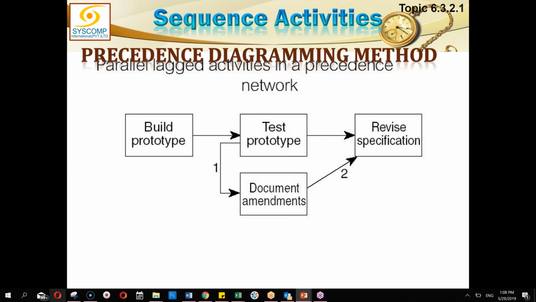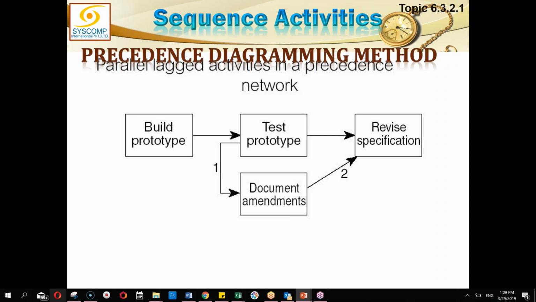Is it all? That's it. What is this? Document amendments with test prototype will be start to start, but then it is finish to start with revised specification. No, I'm just talking about test prototype and document amendment. You said it is start to start. I am asking. Plus one. Plus one. One means a lag of 1 day. Yes. So you would say SS plus one.